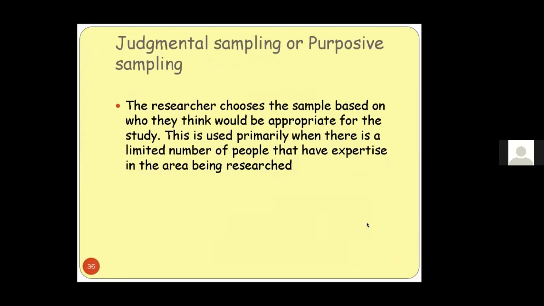Judgment sampling or purposive sampling is when a researcher chooses the sample based on who they think would be appropriate for the study. Maybe they're the best teachers at a school, or the gifted learners, or the struggling readers. This is used primarily when there is a limited number of people that have expertise in the area being researched.